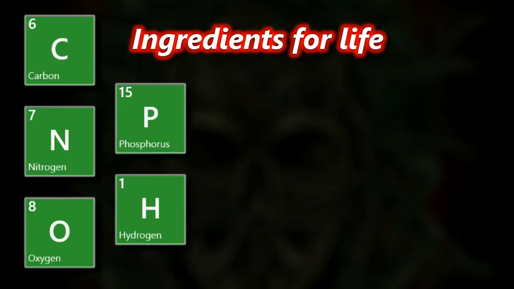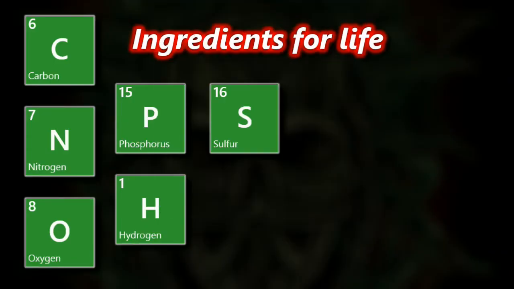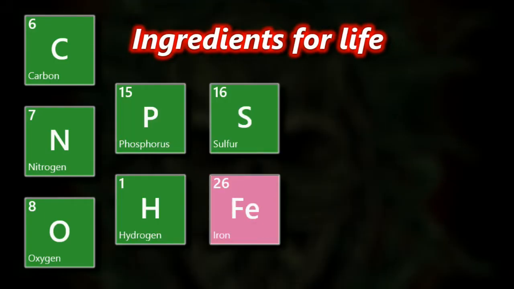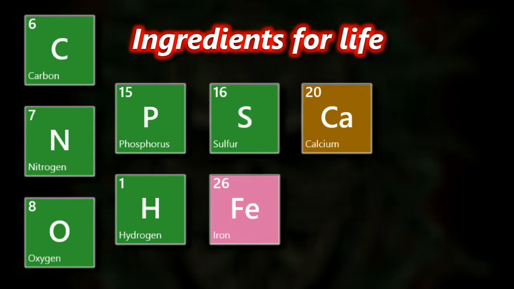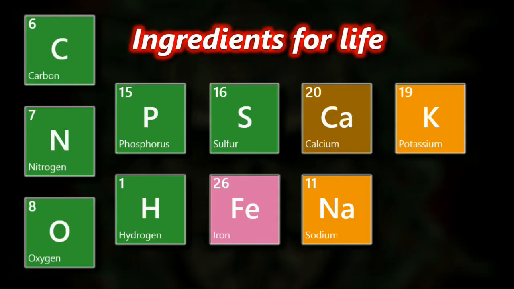So there are about 25 elements that are essential for life. Our DNA is formed from atoms of carbon, nitrogen, oxygen, phosphorus, and hydrogen. To form proteins, we need to add sulfur to this list. We need iron to form the hemoglobin that transports oxygen around our body. Calcium is required for your bones. Sodium and potassium are needed for the transmission of impulses along your nerves, and you get the idea.